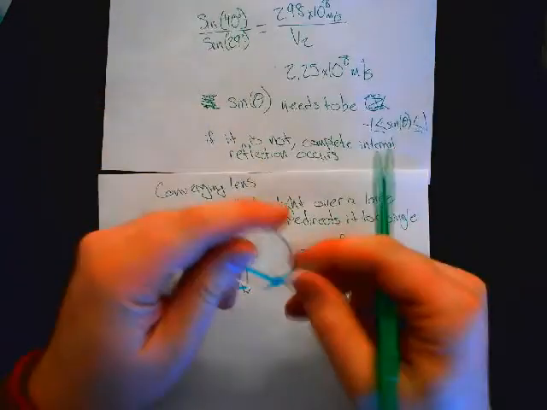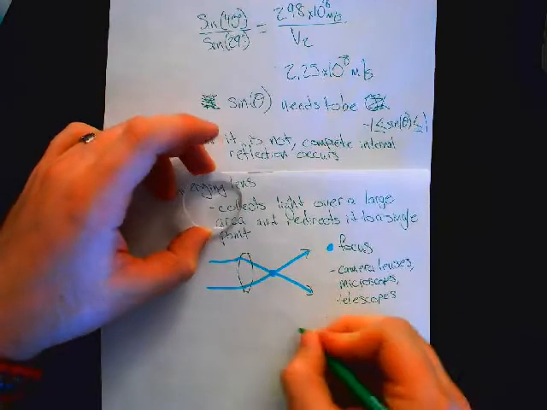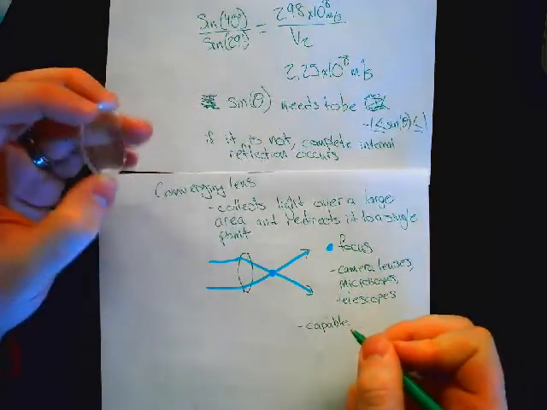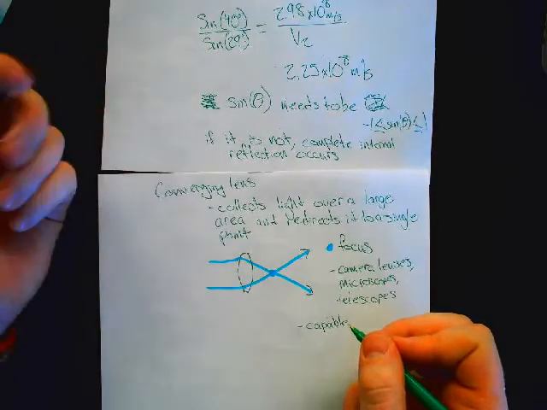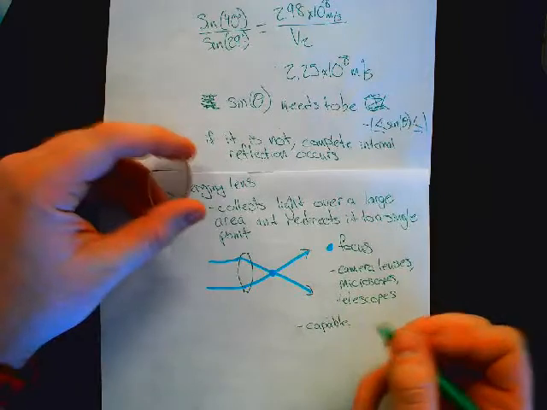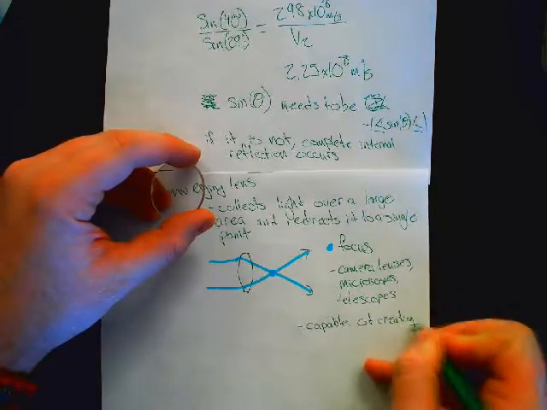The converging lens is also capable of recreating a real image, which is why they work for telescopes and cameras, because they take the image that's being observed and redirect that light to recreate it at a specific location. Of creating real images.